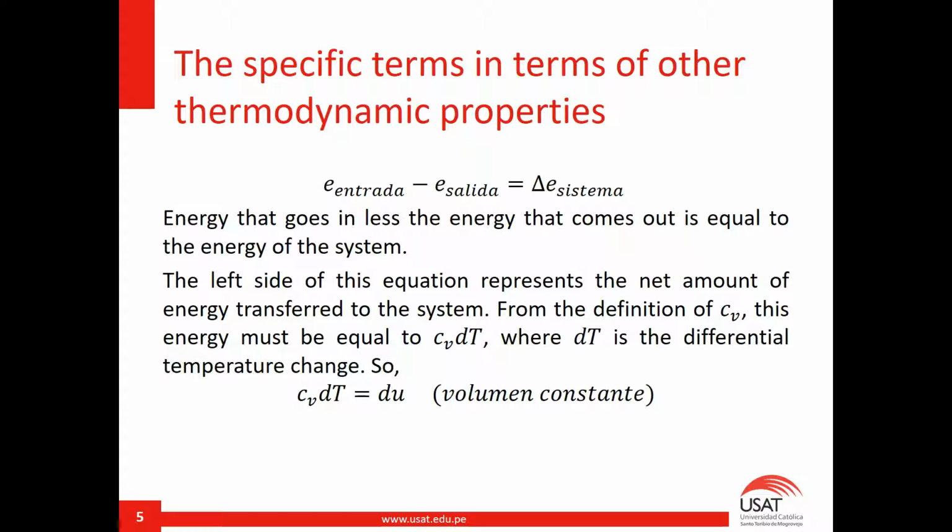The specific heats in terms of other thermodynamic properties. The energy that goes in, less the energy that comes out, is equal to the change in energy of the system. The left side of this equation represents the net amount of energy transferred to the system. From the definition of Cv, this energy must be equal to Cv dT, where dT is the differential temperature change. So Cv dT is equal to the variation of internal energy.